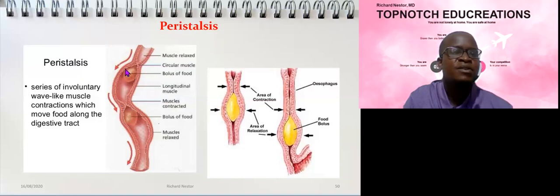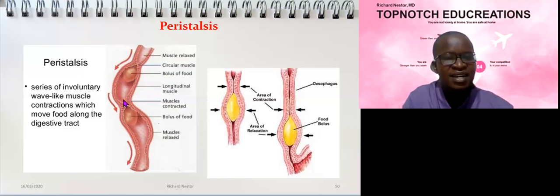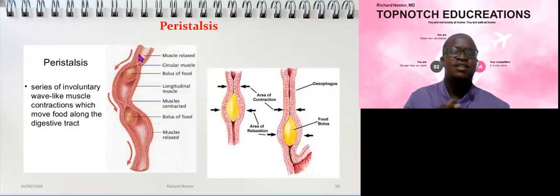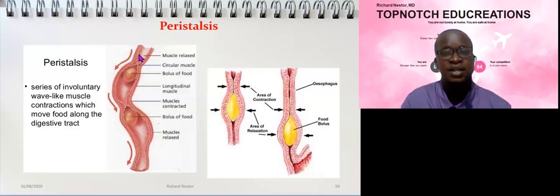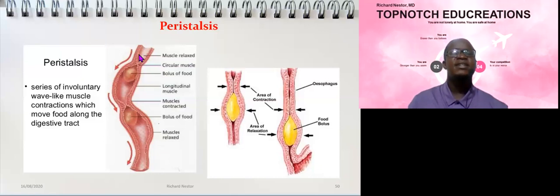At this particular point, the longitudinal muscles relax. Then once the bolus has been pushed to the new point, the circular muscles at this point contract again, while the longitudinal muscles at this point relax. And when that happens, the bolus will be pushed again to a lower level. This series of involuntary contractions and relaxations of these sets of muscles that pushes the food down into the stomach is what we refer to as peristalsis. We are saying it is involuntary. Why are we saying it is involuntary?